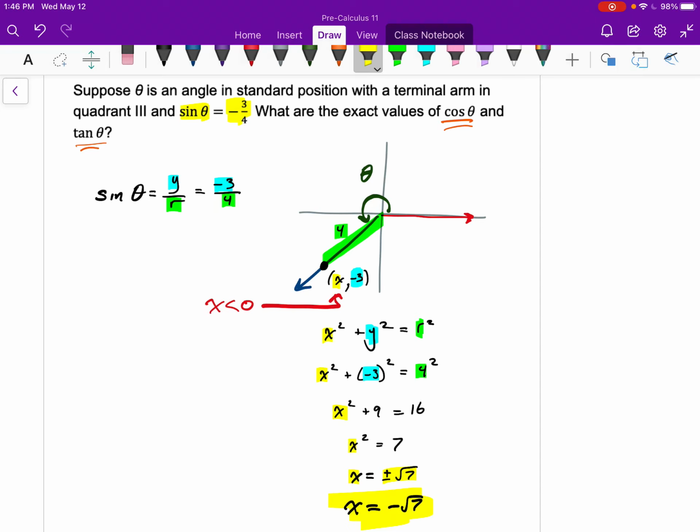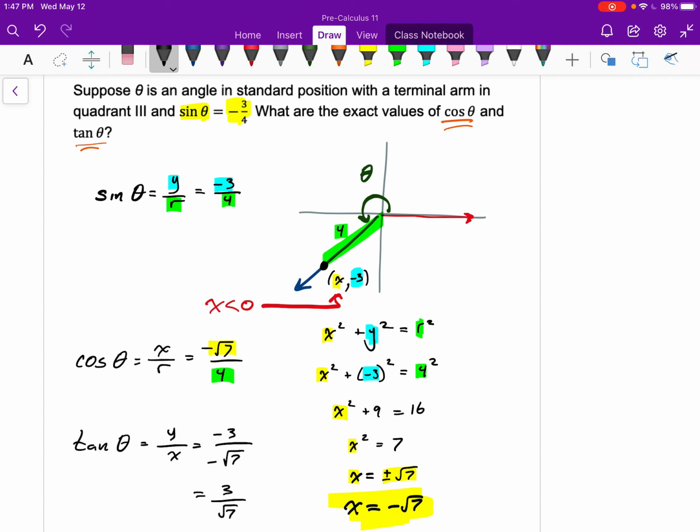And so now I can finish off the question. Now I can find the cosine of theta. The cosine of theta is always the same as x over r, which I now know x is minus root 7, and r I knew was 4 a while ago. Notice cosine is negative in the third quadrant. And tangent is y over x, which, again, y I knew was negative 3 a while ago. x I just figured out was minus root 7. And so a negative divided by negative, I really should write this as 3 over root 7.